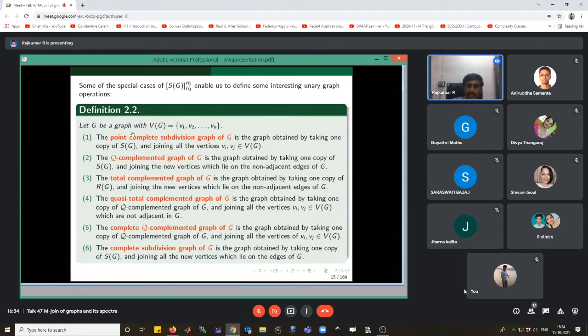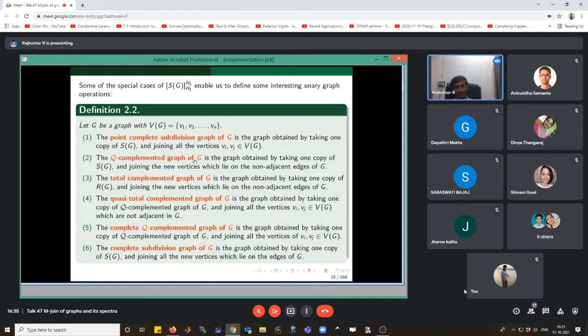Take a graph G with vertices V1, V2, ..., Vn. Then the point complete subdivision graph of G is the graph obtained by taking one copy of S(G) and joining all the vertices Vi and Vj of G. That is, we are merging the complete graph on the original vertices of the graph G into S(G). So we call this the point complete subdivision. That is, after subdividing the graph G, we are merging the complete graph with the original vertices of G.